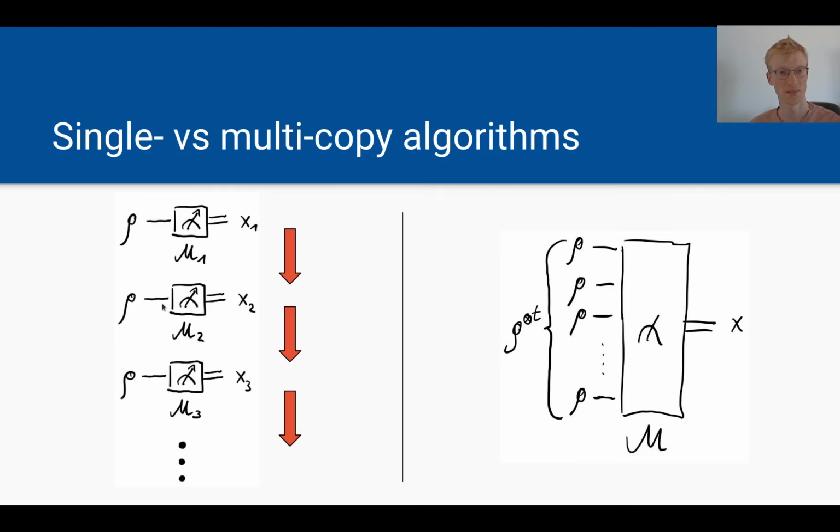Well, from a practical point of view of having to implement the algorithm, the single copy algorithms are deemed the most feasible, whereas making a huge, big entangled measurement on all T copies at the same time is usually infeasible. So in particular, this distinction of looking at how many copies your algorithm operates on at a time also provides you with a hierarchy of feasibility.